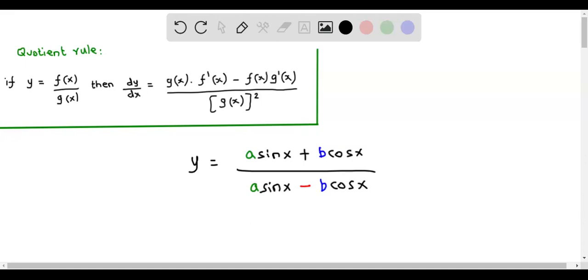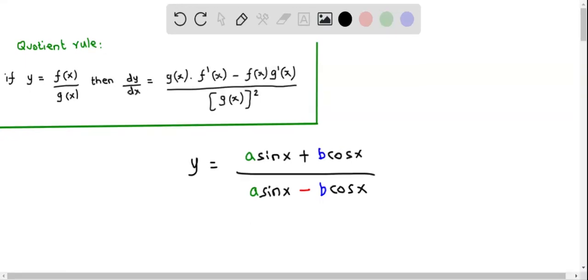We now determine dy by dx given that y equals (a sin x + b cos x) divided by (a sin x − b cos x). So we can find the dy by dx using the quotient rule.